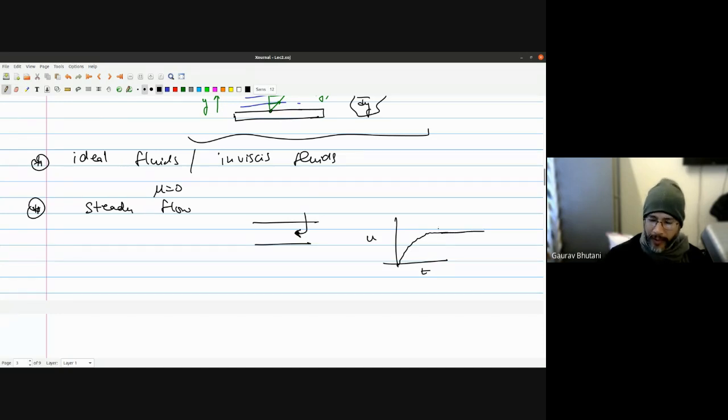So what that means is that beyond this point in time, the flow became steady. We say steady flow is flow for time tending to infinity. After a very long time, the transients have died away and the flow variables are not dependent on time anymore. They have become steady. They are not unsteady anymore.